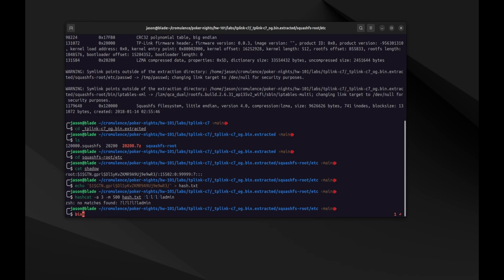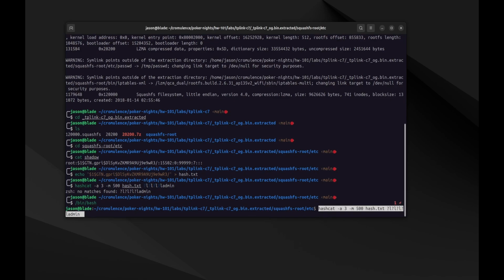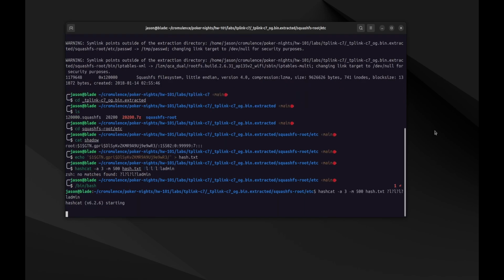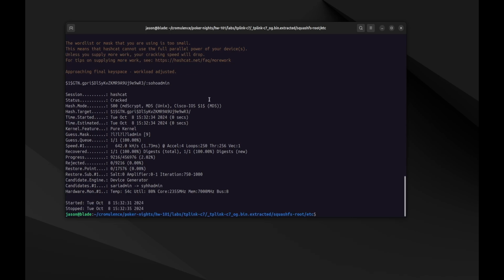Oh, and this is the ZSH just not liking something there. Oh, we can. So it's going to start up Hashcat, run through, and here we can see that it cracked it, and the password it came up with is Soho admin.